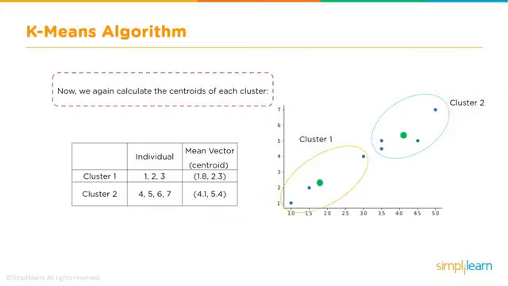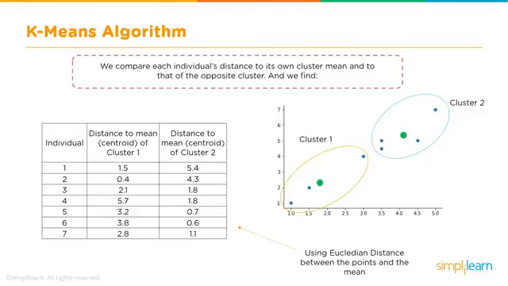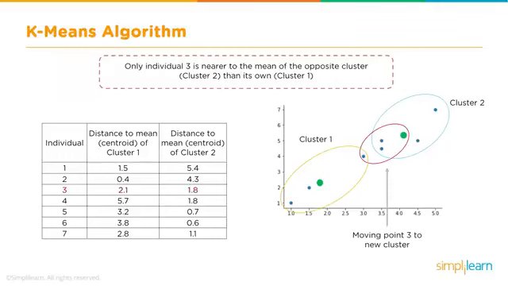So we've now moved the centroids. We compare each individual's distance to its own cluster mean and to that of the opposite cluster, and we can build a nice chart here. As we move that centroid around, we now have a different kind of clustering of groups, and using Euclidean distance between the points and the mean, we get the same formula. You see new formulas coming up. So we have our individual dots, distance to the mean centroid of the cluster, and distance to the mean centroid of the other cluster. Only individual 3 is nearer to the mean of the opposite cluster, cluster 2, than its own cluster 1.